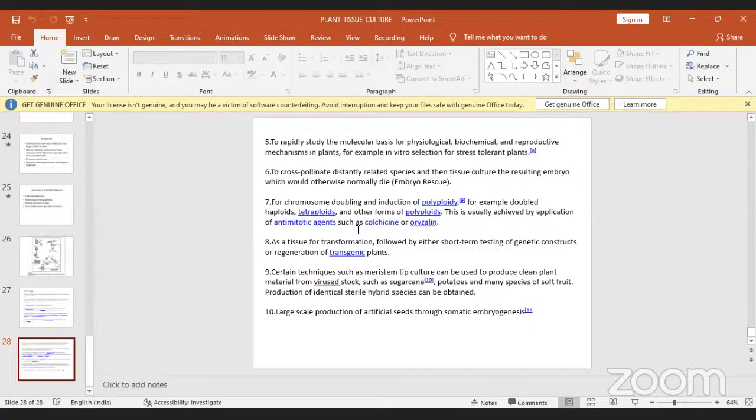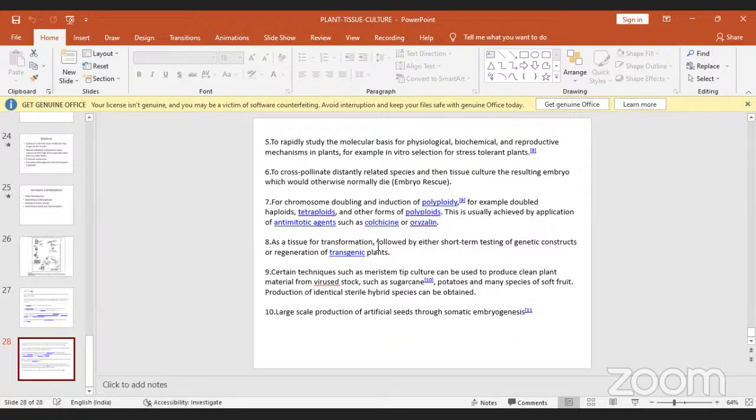For example, in vitro selection for stress tolerant plants, or to cross pollinate distantly related species and then use tissue culture to rescue the resulting embryo, which would normally die. Embryo rescue is used for chromosome doubling and induction of polyploids, for example double haploids, tetraploids, and other forms of polyploids. This is usually achieved by application of anti-mitotic agents such as colchicine or oryzalin.